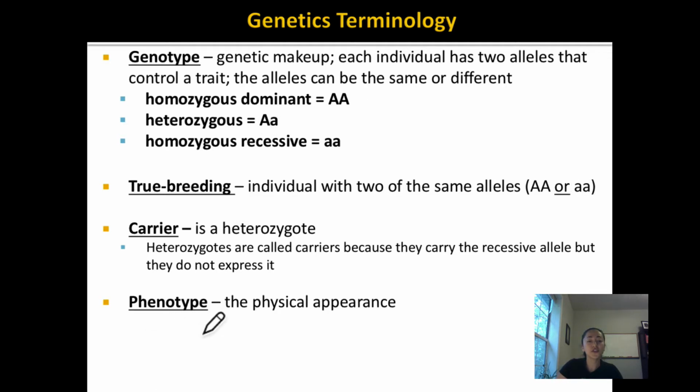And the last term that you should know is phenotype. That is the physical appearance of the individual, okay? And what controls their physical appearance? Well, the combination of genes that they have.